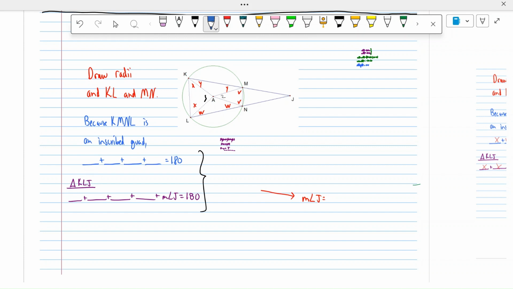Because KMNL is an inscribed quadrilateral, that means that opposite angles add up to 180. So I can say that this angle and this angle add up to 180: X plus W plus Y plus V.